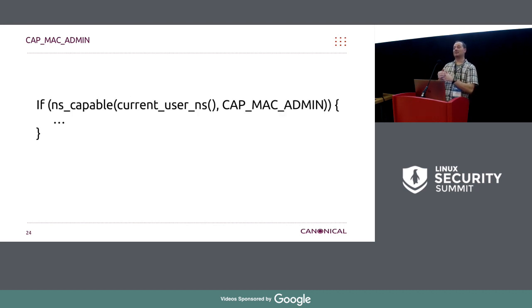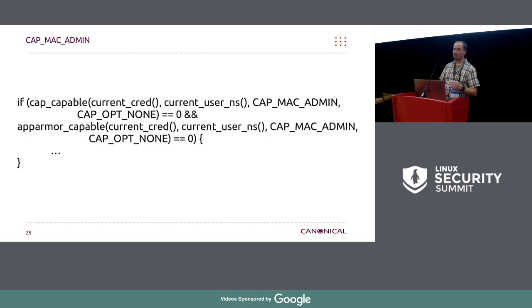So this is the AppArmor call. This is AppArmor code, what it's doing. ns_capable for the current user namespace, CAP_MAC_ADMIN. We'll cover why in a second. But that loops back into the system, and the LSM stack loops it back through, so SELinux gets the capable call. And so what happens is SELinux says, no, you can't manage my policy. It denies it rightly, right?